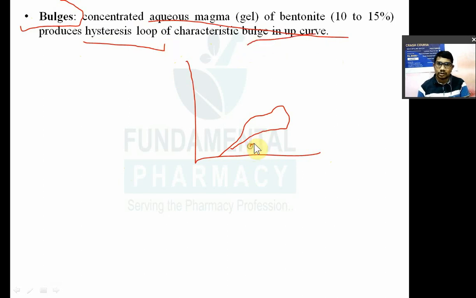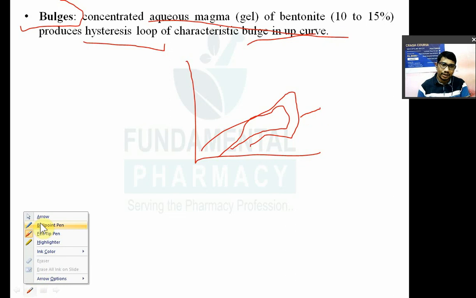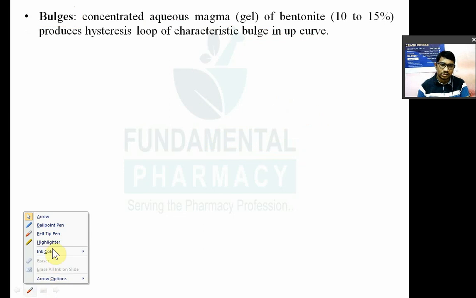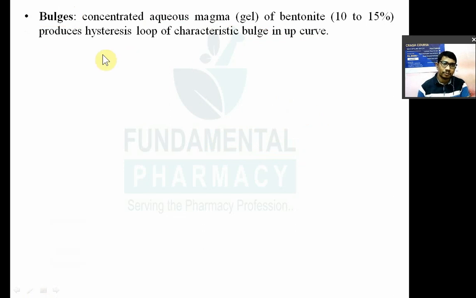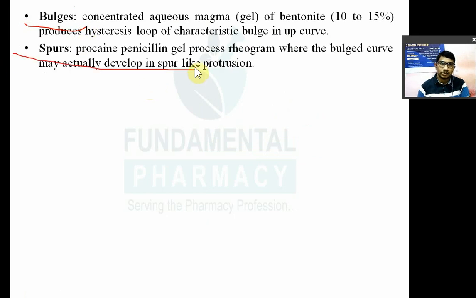So the up curve is this one, the going curve, and the down curve is this. In the up curve you will get the bulge, okay, with stress and shearing rate. So this is known as a bulge. The bulge is shown by aqueous magma of bentonite, a 10 to 15% suspension. Spur is shown by penicillin gel. But as in the diagram here, the bulge curve may actually develop into a spur-like protrusion.